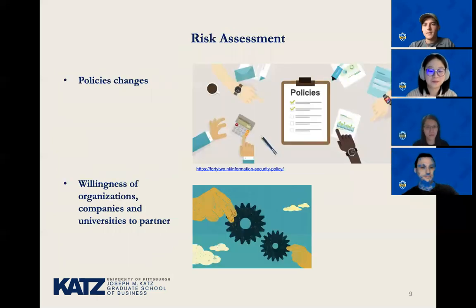Now, lastly, we wanted to see some of the risks. One is policy changes. We understand that HUD has a lot of say over what the benchmarks are and how individuals can enter rapid rehousing programs. So this is something we need to take up with HUD and other counties. And then lastly is a willingness for organizations, companies, and universities to partner. We might have mentioned a financial incentive, but sometimes financial isn't the best incentive to have these organizations partner with us. So these are two things that we do see as risks to our solution.